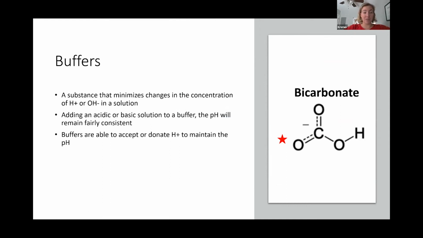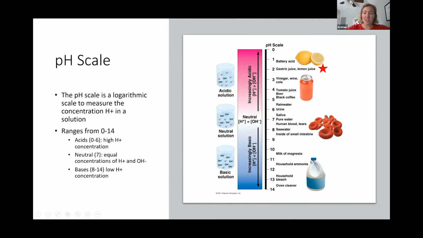So one of them being a buffer, which is a substance that minimizes change in the concentration of hydrogen or hydroxide ions. And so what this means is that by adding an acidic or basic solution to a buffer, the pH will remain fairly consistent. And what this means is that buffers are able to accept protons right here where the star is, and they're able to donate protons here. And so this allows the pH to remain relatively stable when you're adding something acidic, such as lemon juice, which has a high hydrogen ion concentration.